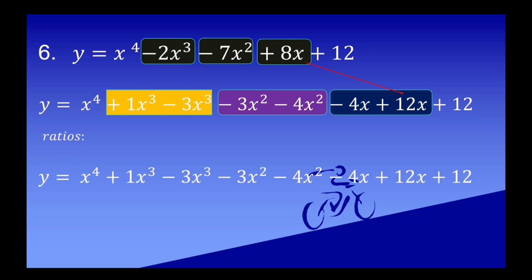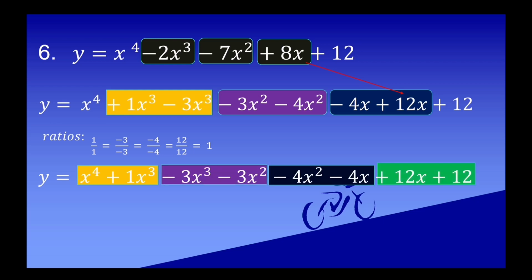Then to find the ratios, to know if this is factorable or not, the ratio here is 1 divided by 1, negative 3, negative 4 divided by negative 4, 12 divided by 12. So that is our ratios. So this is factorable since all the ratios are equal to 1. So let's group the terms to indicate our GCF, greatest common factor.